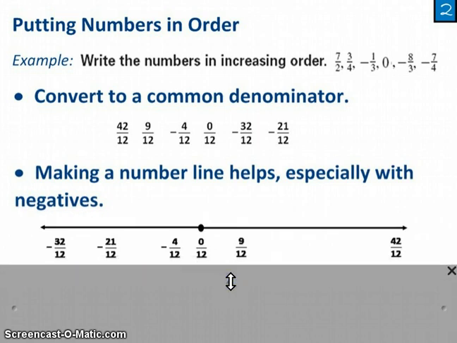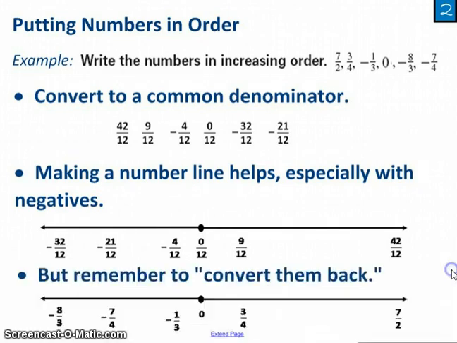Once they are all of the same denominator, then particularly if you use a number line, it becomes pretty easy to put these in order. But I want to make sure, in your homework tonight, for example, that you don't stop there. You convert these back. So what I actually end up seeing is not negative 32 over 12, but negative 8 over 3, and I end up learning that it belongs furthest to the left. And similarly, 42 over 12 is not where you end, but 7 halves belongs furthest to the right.